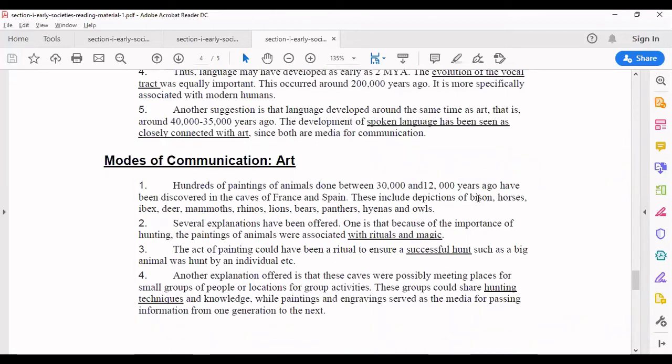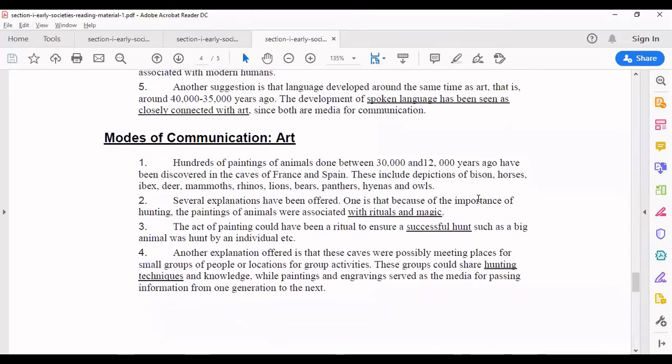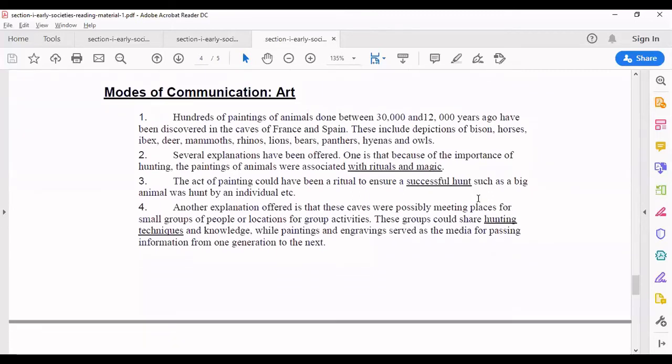There's also another view that language developed at the same time as art, that is 40,000 to 35,000 years ago, and the development of spoken language is closely connected with art because both are mediums of communication. We have also seen the cave paintings, so we know they had another mode of communication, that is art. Hundreds of paintings of animals were done between 30,000 and 12,000 years ago, and they have been discovered in the caves of France and Spain.